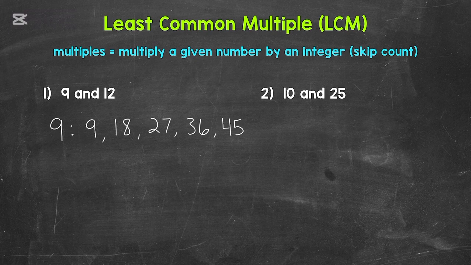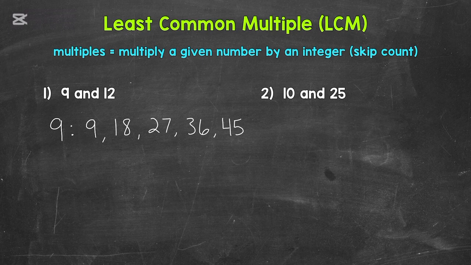Now I stopped at 45 because multiples go on forever. They are endless. They are infinite. My suggestion is to list 4 or 5 multiples when looking for the least common multiple. So list 4 or 5 multiples for each number, look for any in common, and if you don't have any in common, you can always extend the multiples lists.